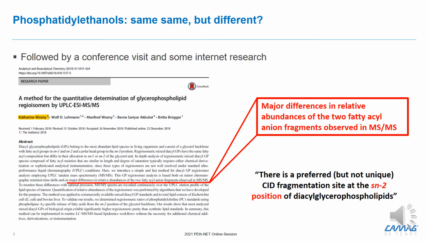However, following a conference visit and some internet research, the publication by Katerina Wozny and her group came to our attention. They described major differences in relative abundances of the two fatty acyl anion fragments of phosphatidylcholine, which they observed in tandem mass spectrometry experiments. They state that there is a preferred but not unique collision-induced fragmentation site at the sn-2 position of the acyl glycerophospholipids.